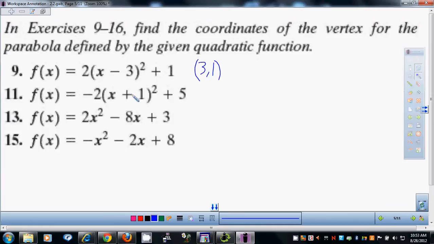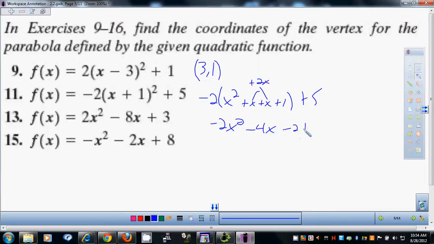And you could do number 11 the same way, but for the sake of practice and for the sake of showing you that it's going to be the same, I'm going to go ahead and FOIL out number 11, and we're going to do it the negative b over 2a way. So that's negative b, x squared plus x plus 1 plus 5 when you FOIL that. So that's negative 2x squared. That'll be 2x times negative 2 is 4. Very good. Minus 2 plus 5.